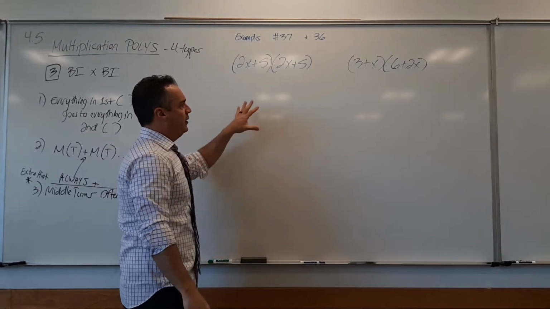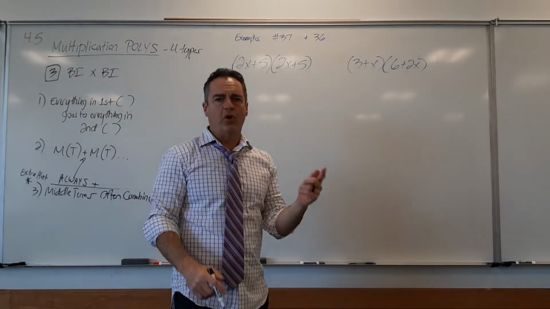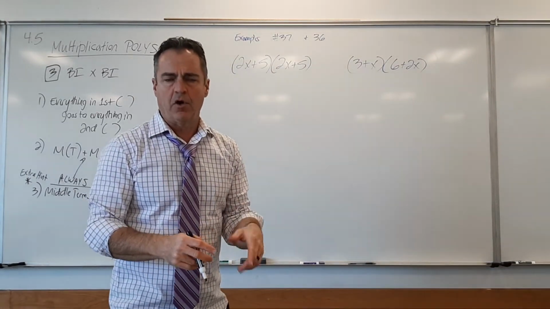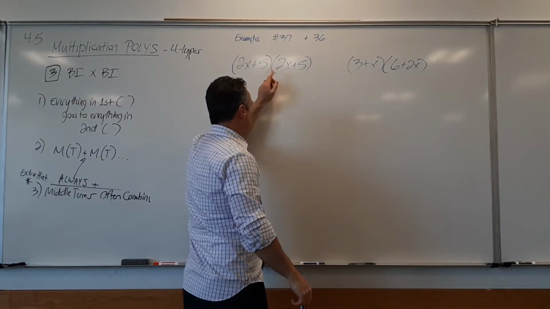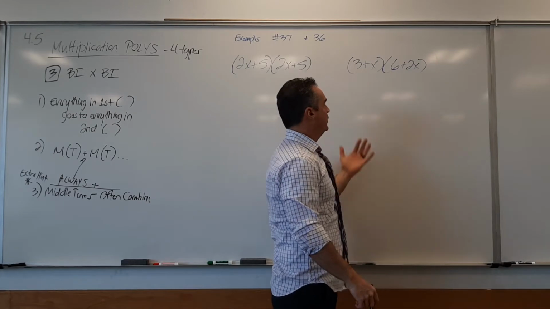Here we go. So again, how do we know what we have here? We don't have a one term times a one term. That would be a mono times a mono. We don't have a mono times two terms, three terms, four terms. We have a bi times a bi, multiplication in between. A bi times a bi, multiplication in between.